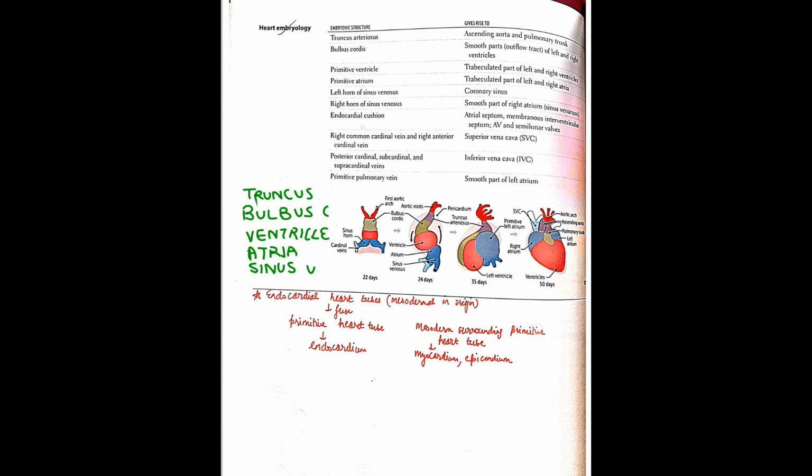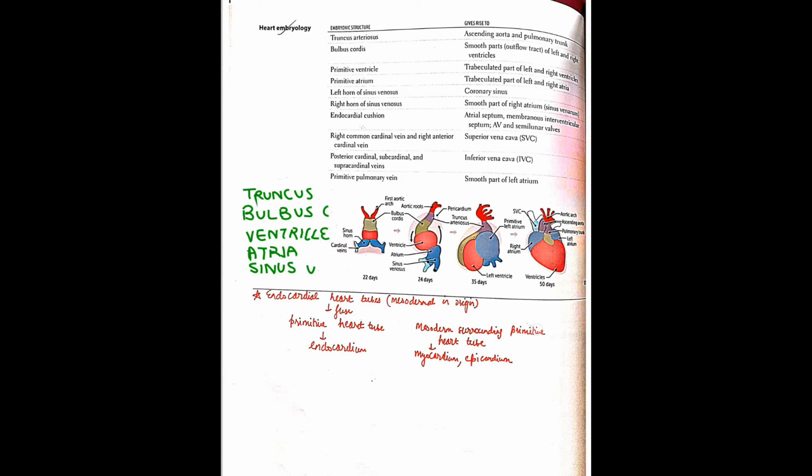Then bulbus cordis. See here the bulbus cordis and the ventricles. We know that in the mature heart the ventricles are below, but here the bulbus cordis and the ventricles are lying above in the embryological development, and then with development these will come below. So bulbus cordis will become the smooth part, and the primitive ventricle will become the trabeculated part of the ventricles. Then the primitive atria will form the trabeculated parts.